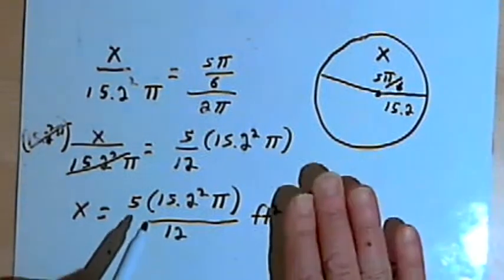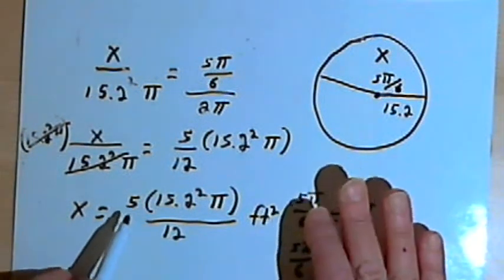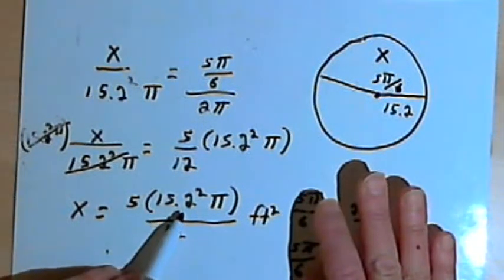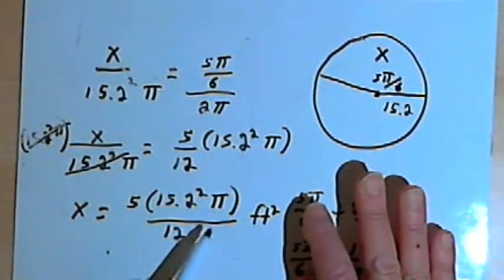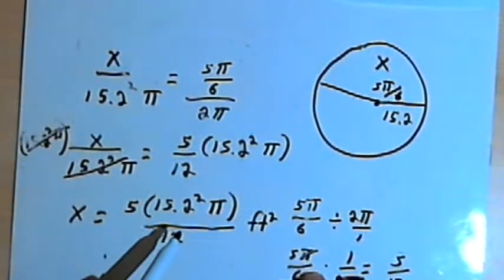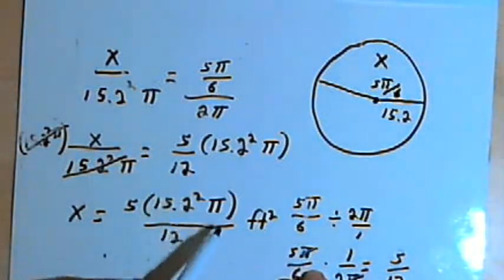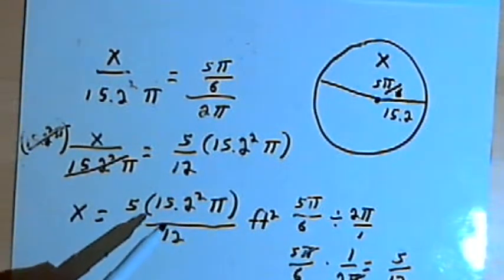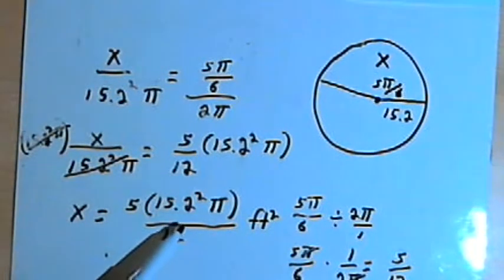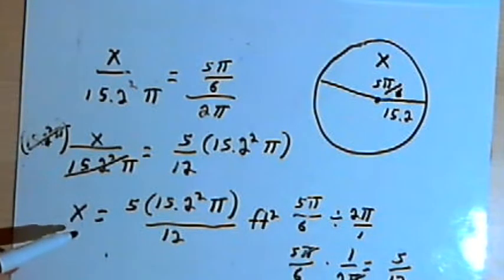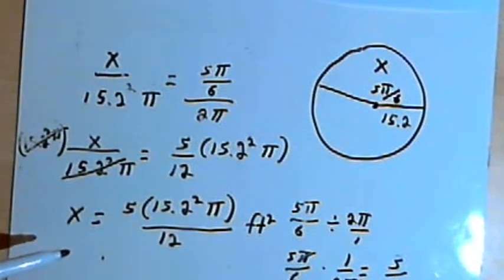And what you want to do at this point is take this fraction, 5 times 15.2 squared times pi, that whole thing divided by 12, put that into your calculator and see what the approximate decimal equivalent for this would be. And that would be the number of square feet in the sector.